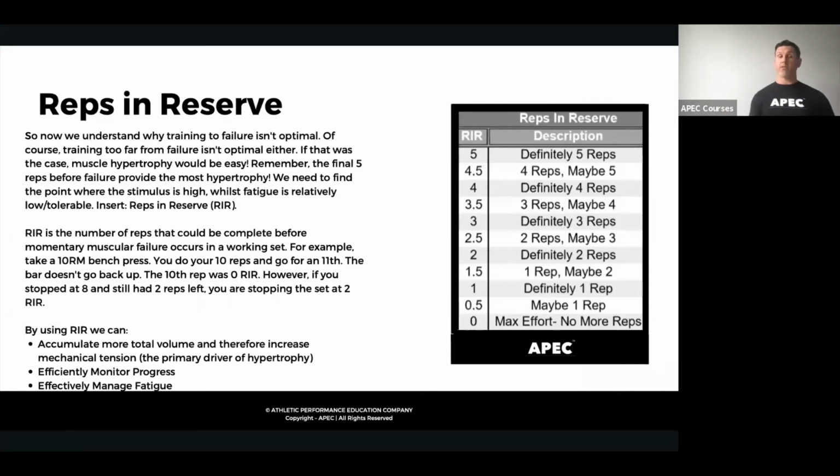By using your reps in reserve, we can accumulate more total volume and therefore increase mechanical tension, which is the primary driver of hypertrophy. And then over time, we can effectively monitor progress and we can effectively manage fatigue if we take this approach, which is reps in reserve.